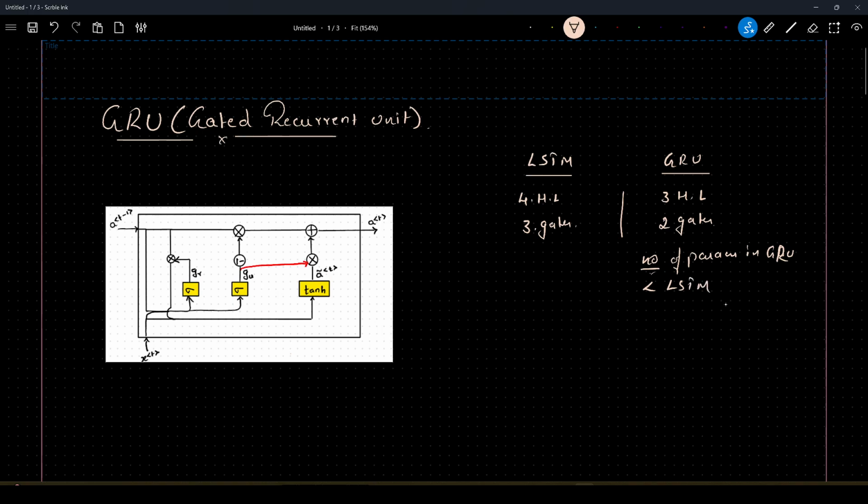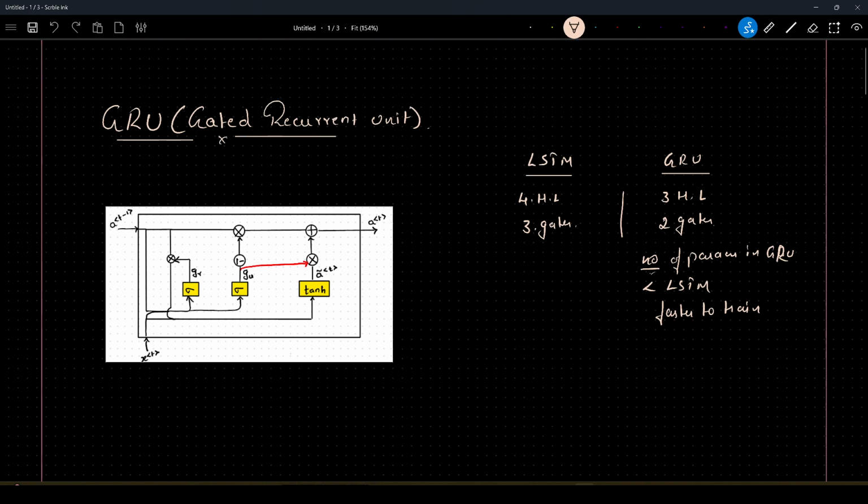Since the number of trainable parameters is less in GRU, it is comparatively faster to train than LSTM, and the performance is also comparable. It's not that we have simplified the LSTM so the performance will get degraded. No, in some of the tasks GRU is said to outperform LSTM, but it's not the case for all the tasks. So in a few of the tasks we still need to use LSTM.